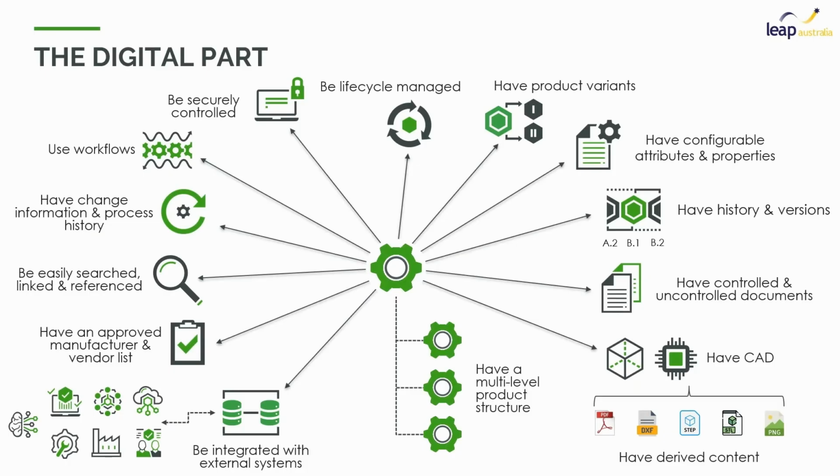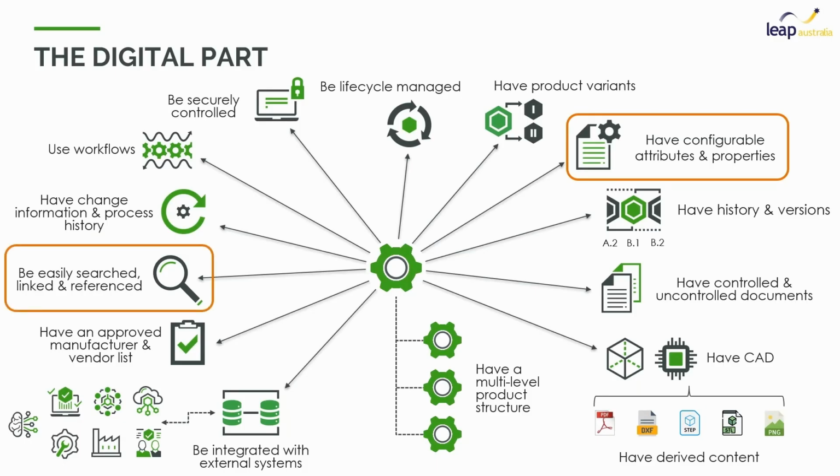What we're going to talk about today is how we can enhance some of these specific areas. So things like attributes and properties, there's a lot of intelligence that gets captured in that information, and how we can make that easier to define. That makes it easier to then search and reference and find those parts to use them. We're also going to talk a little bit about manufacturing information as well.